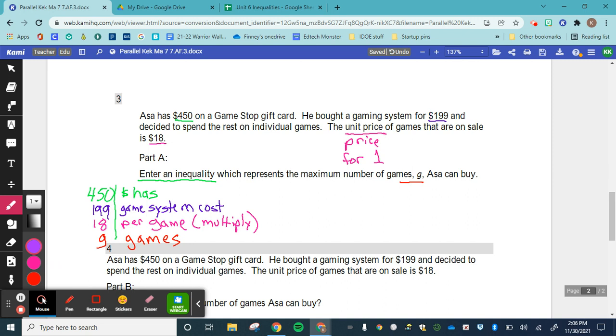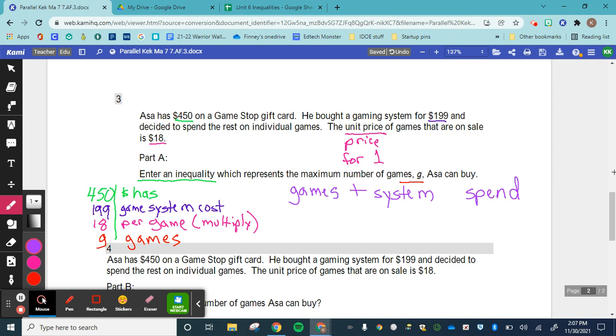Now to put this all together, I know that he's buying 2 things. I know that he's buying games. I know he's buying a system. And I know that we would add those numbers together. I know he has a limit to how much money he can spend. Normally, when we were working with equations, we put an equal sign in here, but we cannot put an equal sign here because it says write an inequality.